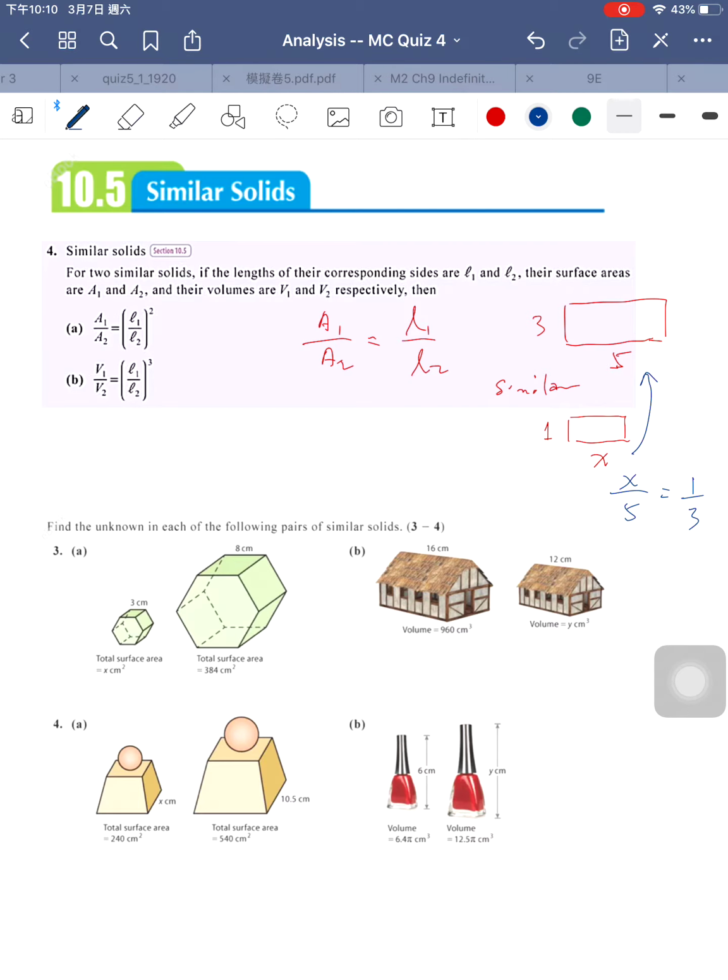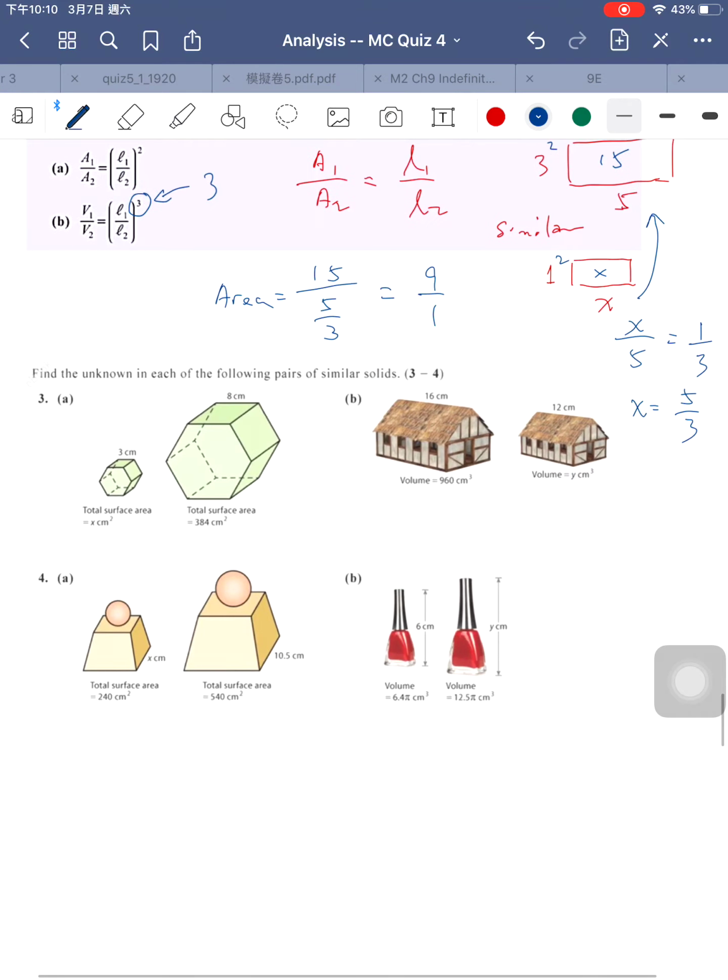Once you find out the area, this one is 15 and this one is x. So the area ratio is 15 over 5 over 3, which is 9 over 1. That is 3 squared to 1 squared. Now for volume, you can have this formula, but remember this is to the power 3.